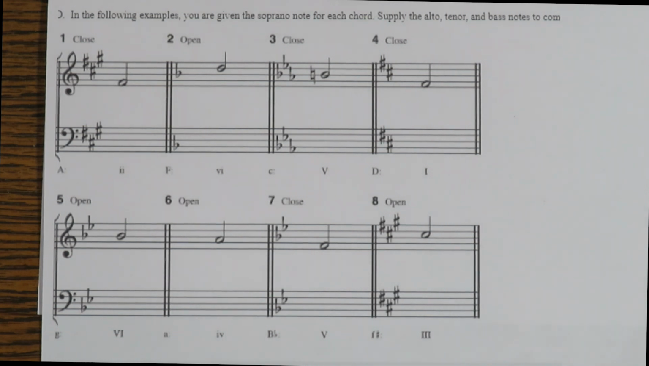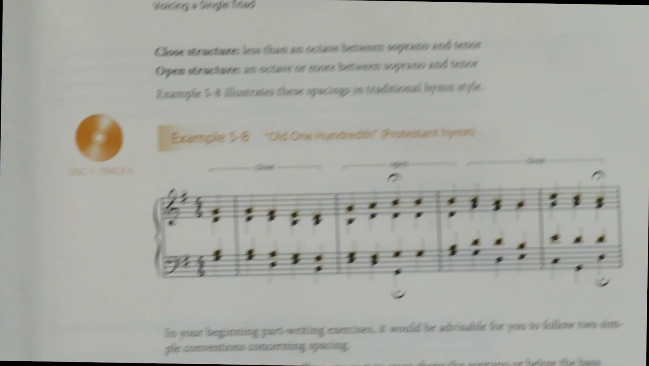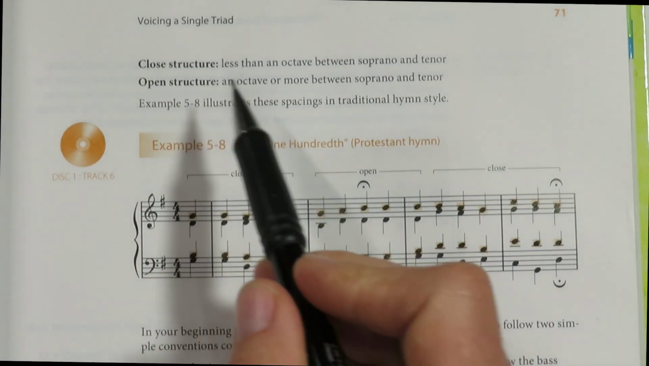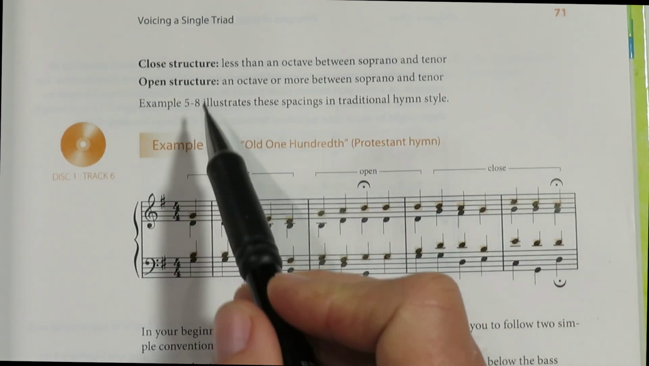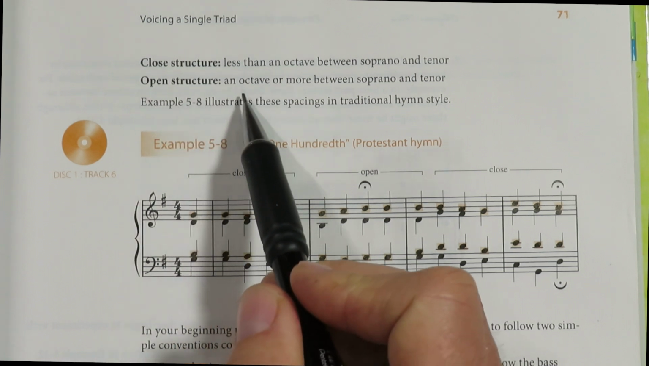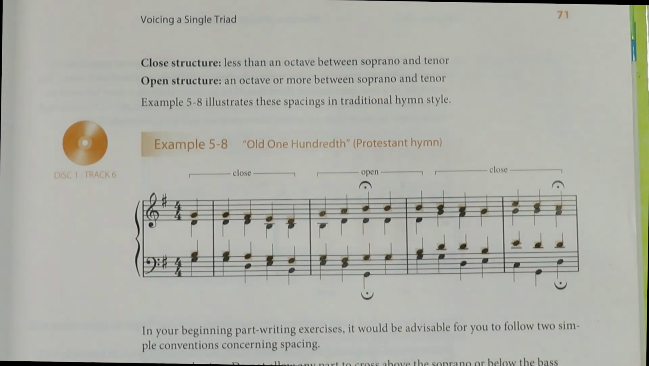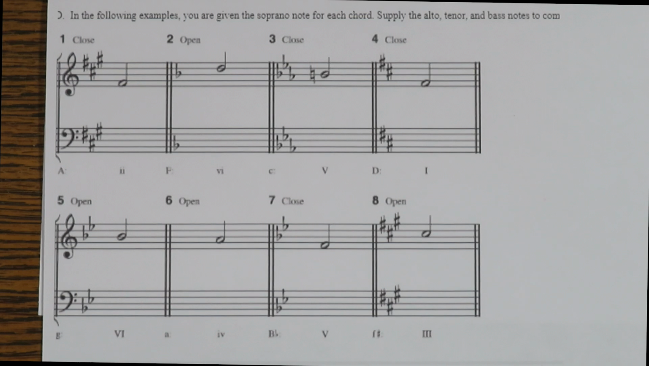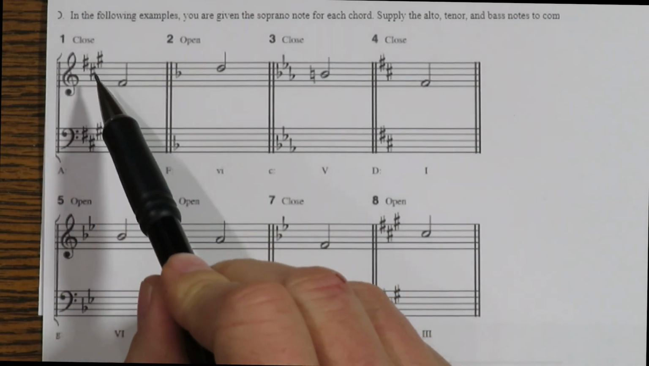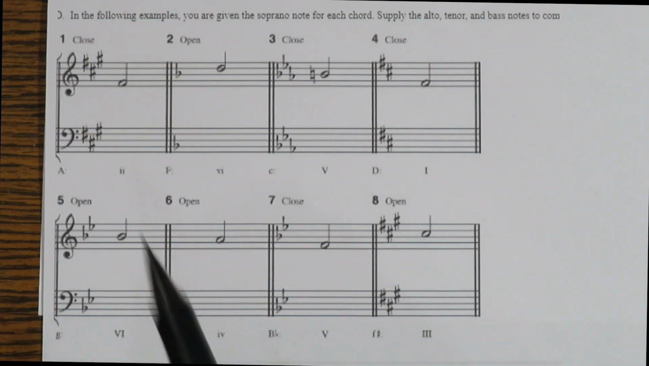So let's review the open and closed structure. If you remember that the closed structure is less than an octave between soprano and tenor, okay? Less than an octave. And open structure is an octave or more between soprano and tenor, okay? All right, so starting off with number 1, we're in the key of A major, and we need a 2 chord. And the key of A major has 3 sharps, F, C, G, right? Okay, so let's find the 2 chord.